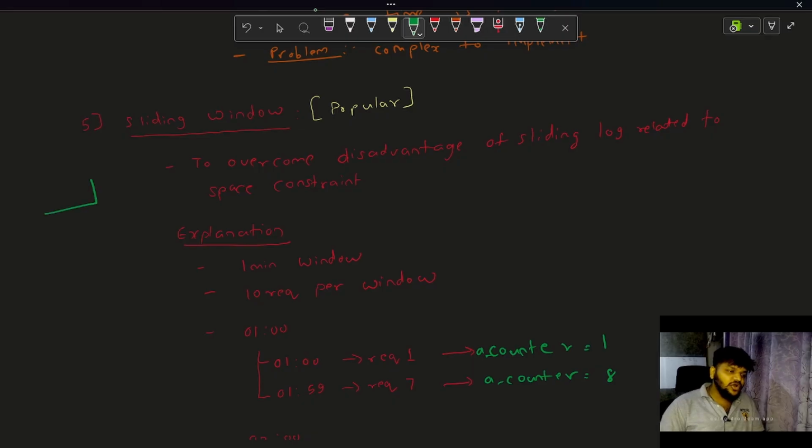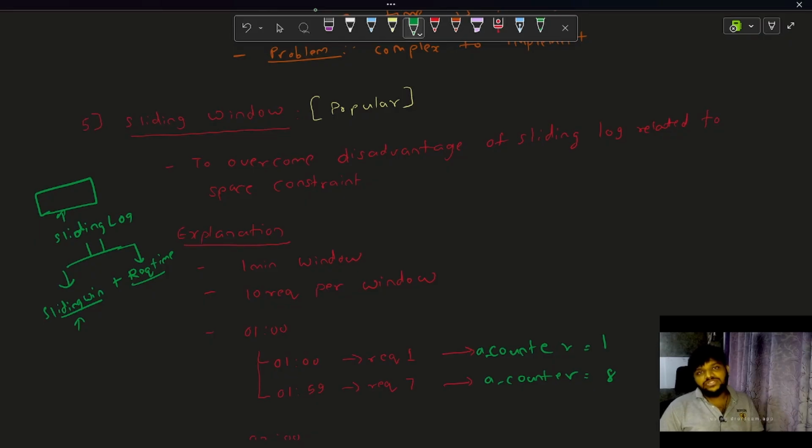In sliding log we have a sliding window. So sliding log, what is it made up of? It is sliding window plus request timestamp. Okay, this is sliding log. What is sliding window? Sliding window is just sliding window. We are just eliminating this request timestamp. Because of that, we are reducing the complexity first, and second, we are reducing the space that is utilized. That is what the sliding window is.